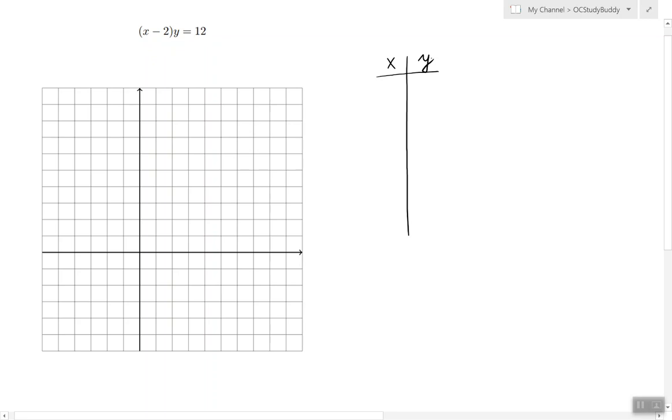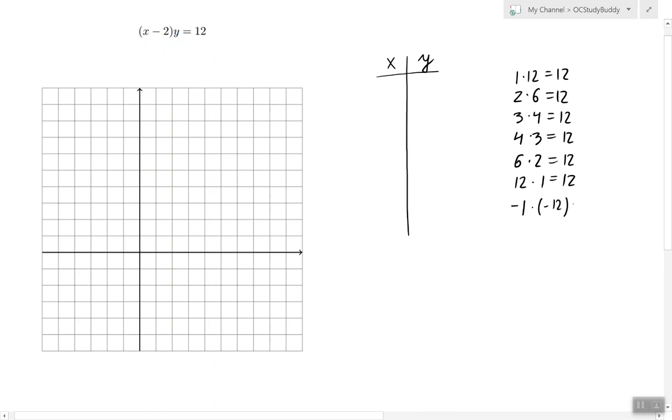So which values of x and y will make this equation a true statement? Well, we can just play with this equation. We know that 1 times 12 is equal to 12. We know 2 times 6 is equal to 12. We know 3 times 4 is equal to 12. We know 4 times 3 is equal to 12. We know 6 times 2 equals 12. 12 times 1 equals 12. We also know that the same will be true for -1 if both factors are negative, right, etc.